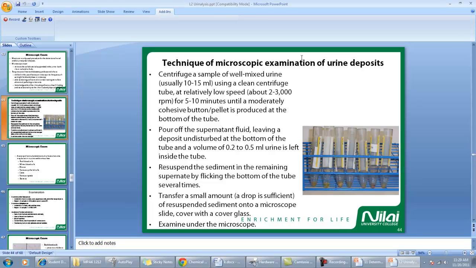Place the suspended sediment onto a microscope slide, cover with a coverslip, and examine under the microscope.